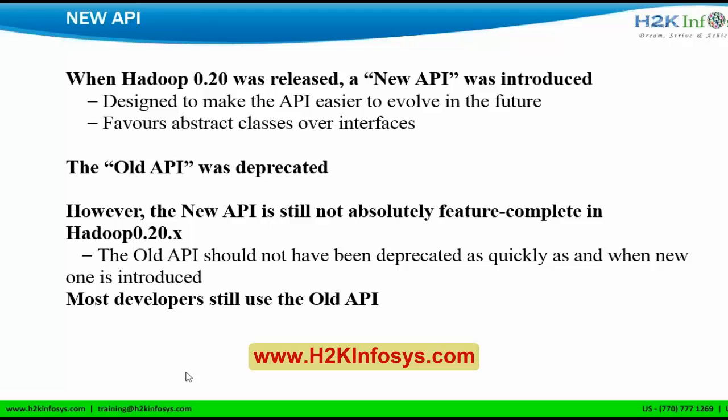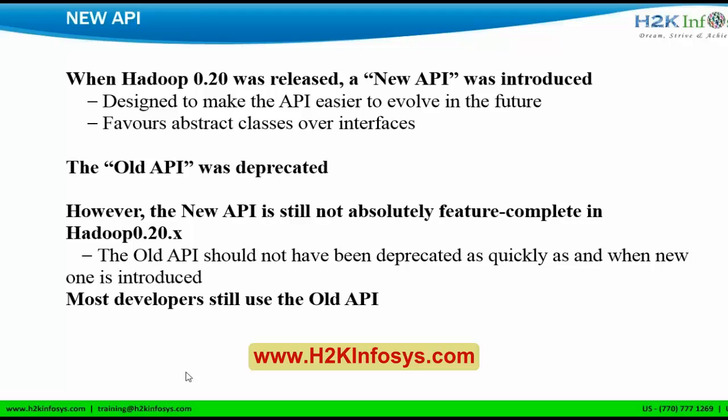Okay, the old API was deprecated. As of now, if anyone is writing new programs in Hadoop, or any company is starting a new project, they are not concentrating on the old APIs, since everything needs to be converted at least later on. So they have started writing the programs in the new API itself. However, the new API is not still stable and feature complete in Hadoop 0.20.x. This particular point I'm not going to support, because today it is very stable. This was the story at least 6 months back, but now it is very stable and people have started using the new API also.